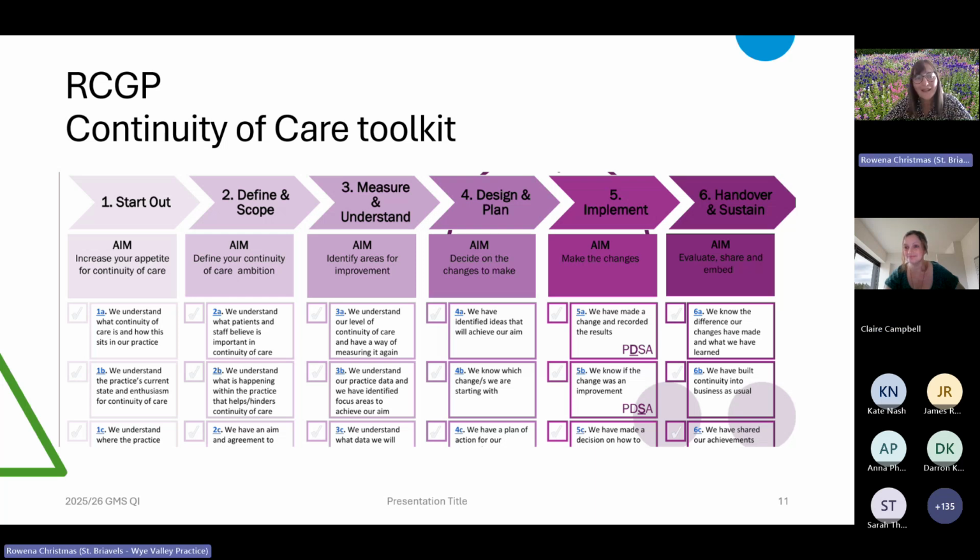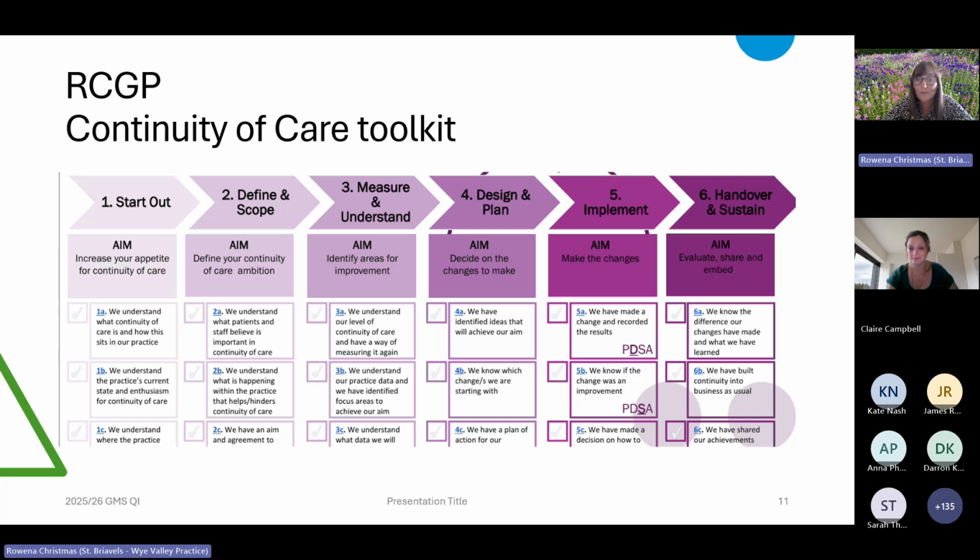Brilliant. Thank you, Claire. So we've got the evidence for why this is important and why it works. The key question that I think all of us as GPs in Wales want now is, how are we going to approach and evidence this as a QI project? Hopefully this will help. The RCGP has developed a toolkit which has got extensive resources that we can use to educate our staff and patients about continuity of care.